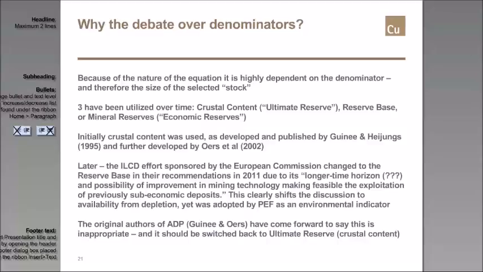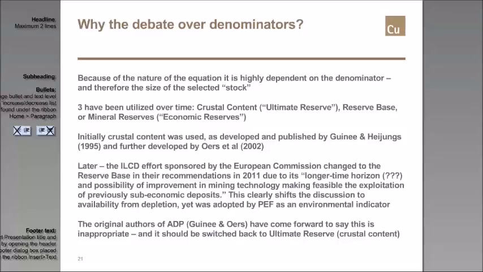Initially, crustal content was used, as I described earlier, and was then further developed by Van Oers et al. in 2002. Guinée initially developed the method in 1995 as part of his thesis, and then Guinée and Heijungs worked together to develop characterization factors based on crustal content from that Rudnick and Gao study. Then Van Oers et al. took it to the next step, with more characterization factors as well as a few alternatives to the baseline method of using crustal content. Later, as I previously mentioned, the ILCD sponsored effort recommended changing from crustal content to the reserve base.